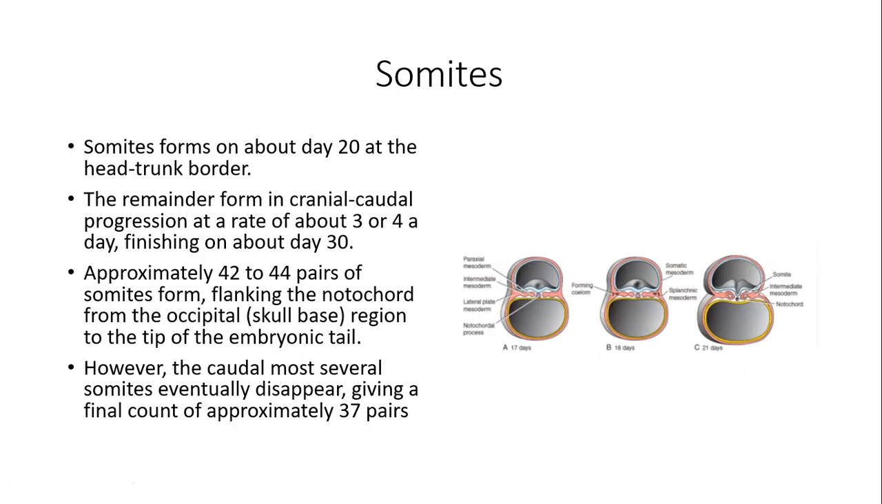Totally, there are 42 to 44 pairs of somites flanking the notochord, and they generally keep forming in the cranial region, and as they form caudally, the cranial ones regress. Finally, only 37 pairs of somites will be formed.